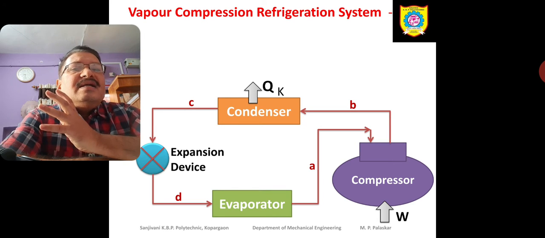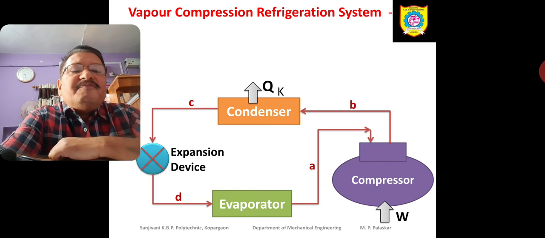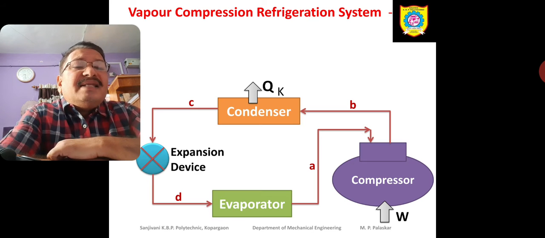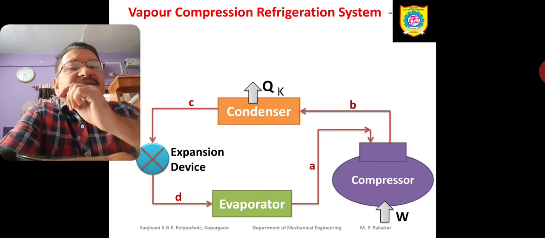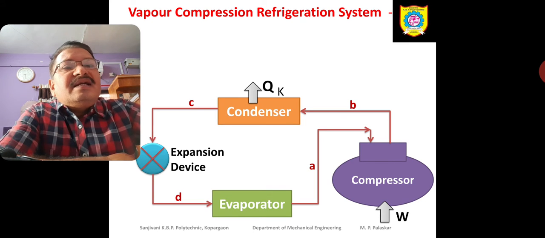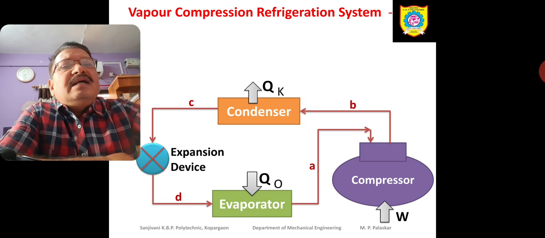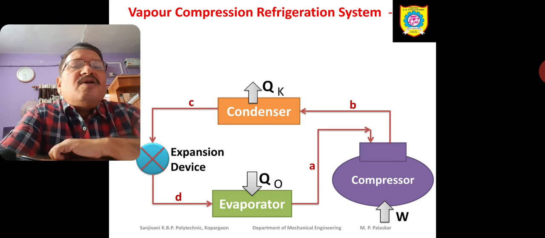Whatever space is present around the evaporator coil, that space is cooled. Heat is absorbed from that space. If some fluid like water is present in that space, heat is absorbed from that fluid. So cooling takes place because heat is absorbed by the refrigerant which gets evaporated in the evaporator, and thus we get the cooling effect. Now the refrigerant returns back to the compressor after absorbing the heat Q0.